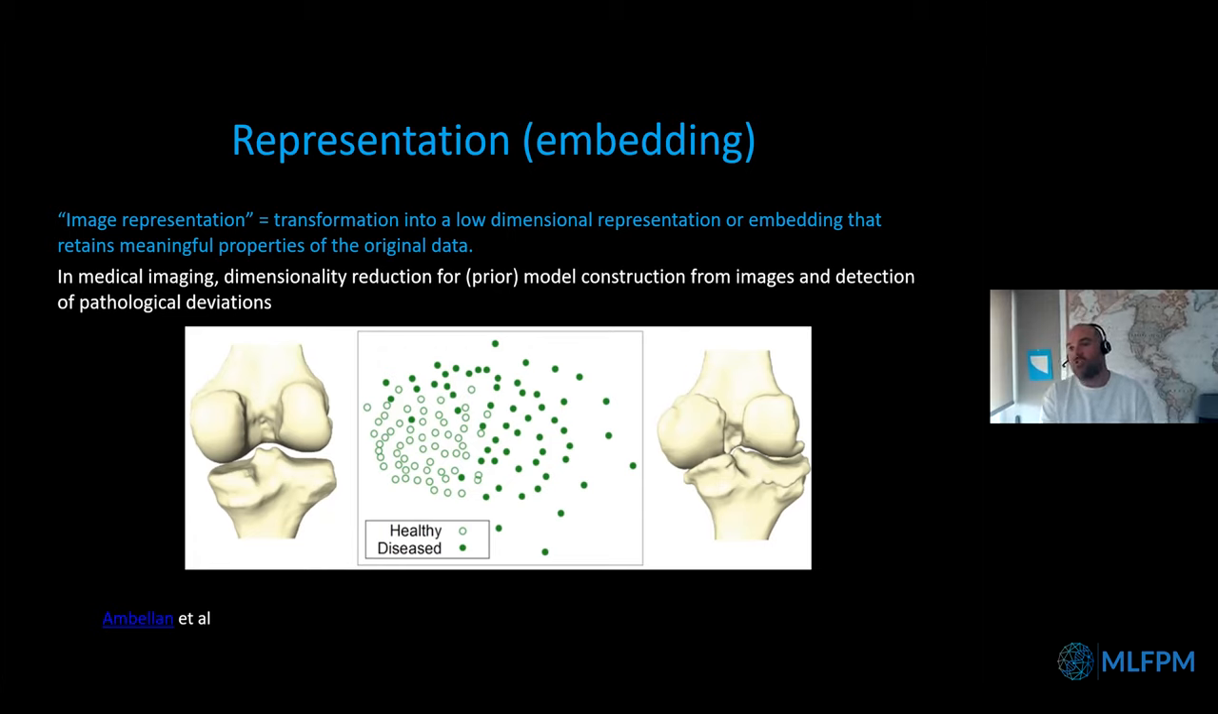And so I can then use this representation as a diagnostic tool. I now have a new image coming in and I map that image, or I embed the image, into the same representation space. Depending on whether it's close to the diseased or the healthy individuals, I can make a diagnostic outcome and say, okay, this configuration belongs to the diseased or the healthy situation. So a lower dimensional representation is always very interesting for image data.